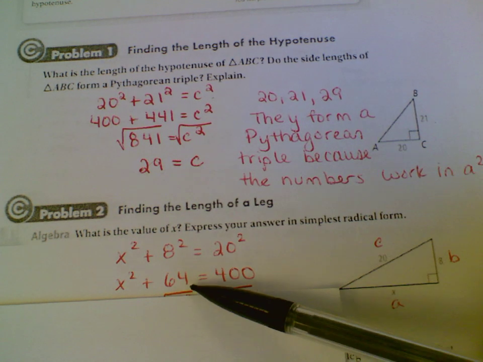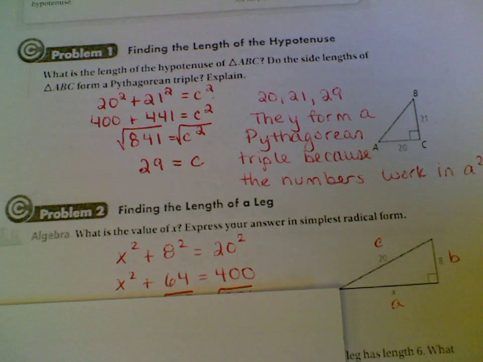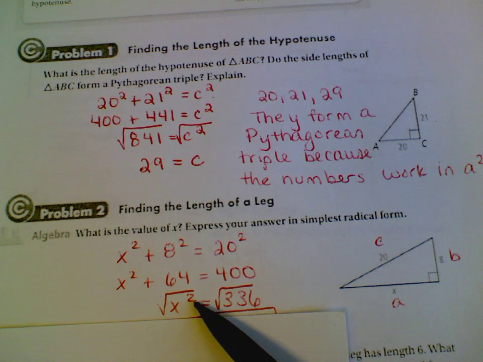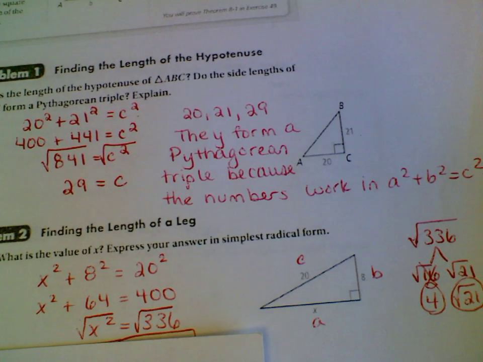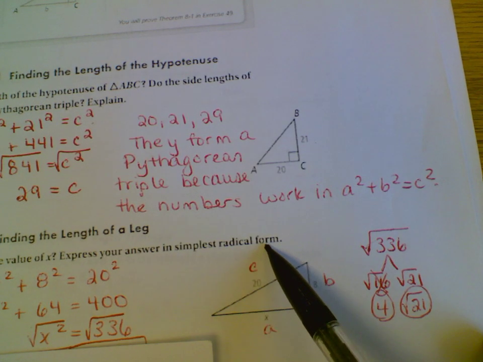Then I simplified. I got 8 squared to be 64, 20 squared to be 400. I would subtract 64 from 400 and get 336. To undo this square, I want to do the square root. So I find what the square root of 336 is. When I type that into my calculator, it's a long, messy decimal. So this is why you are practicing simplifying those radicals, because it wants my answer in simplest radical form.